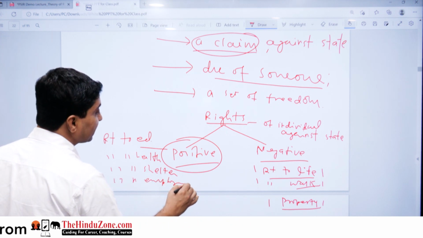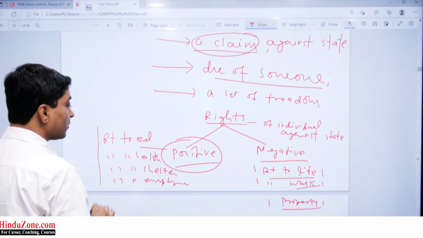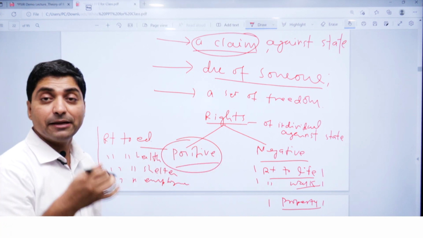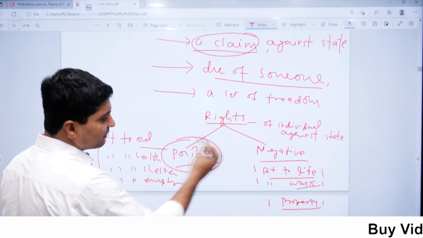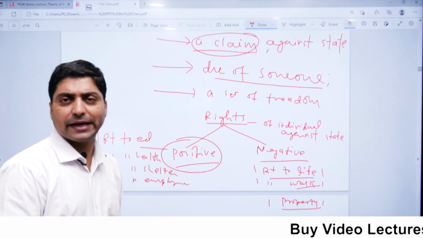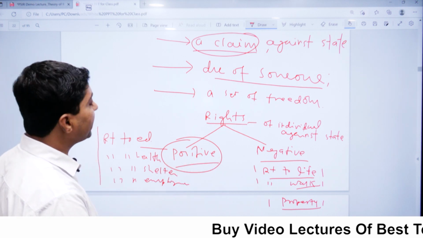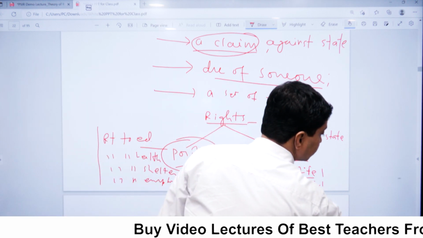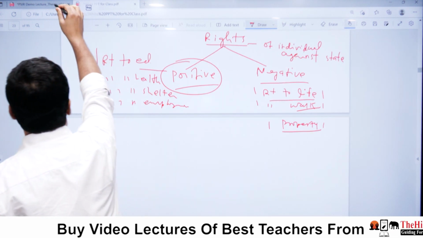If the state is providing this, then these are positive rights, which are given by the state. So positive, negative, we will take it later again. Now come to the basic theory of rights. Let's see the basic theory of rights.